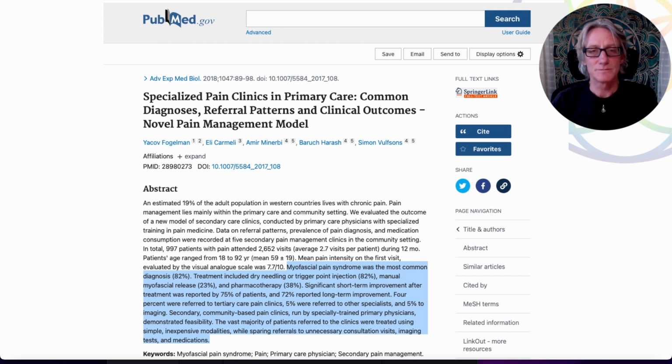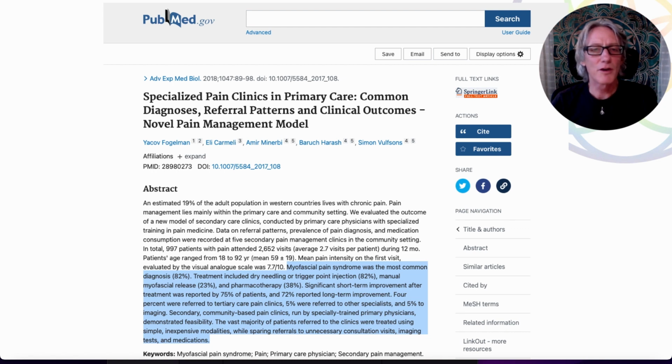82% of the people were diagnosed with myofascial pain issues. I mean, that's astounding. And then 75% reported significant short-term improvement after one visit, and 72% reported long-term improvement, and that's just one treatment.